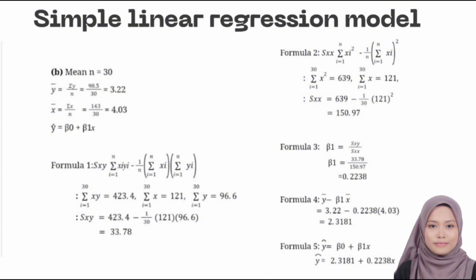2.3181. And for formula 5, which is the final answer, beta 0 plus beta 1 x, which is 2.3181 plus 0.2238x.